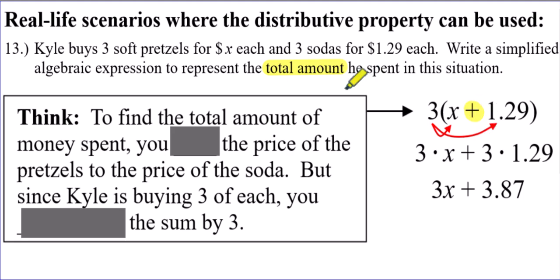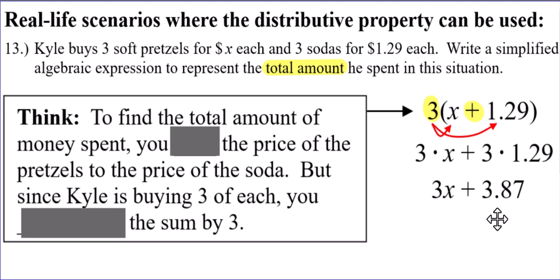However, we're buying 3 soft pretzels and 3 sodas. So we have a common multiplier of 3, and it's going to get distributed to the X and to the $1.29, just like you were seeing on the previous page. 3 times X is 3X. 3 times $1.29, use your calculator, $3.87. And there is your expression, simplified, like we were told to, that represents the total amount.